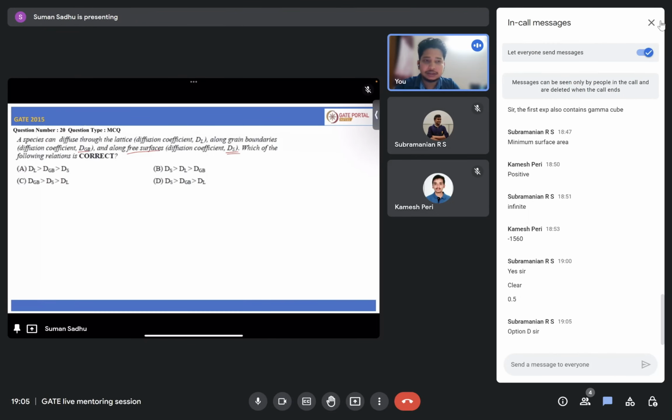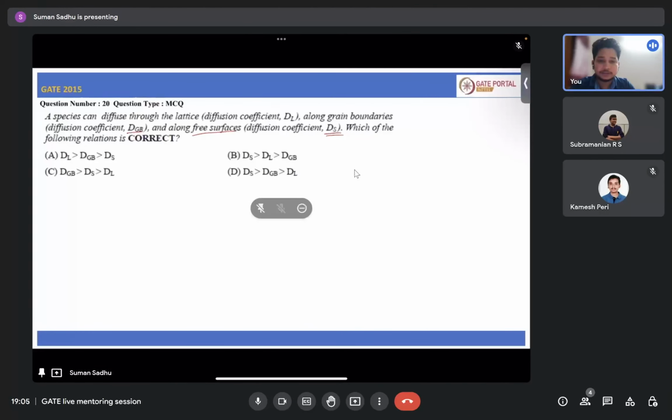Option D. Yes. Diffusion through the surface is highest, then diffusion through the grain boundaries, and then diffusion through the lattice. The reason is that the surface has a more open structure, because at the surface you have broken bonds. At the free surface it is very open, so the diffusion rate is maximum. Then the grain boundaries are like a cluster of dislocations and such, so it is a more open structure compared to the lattice.